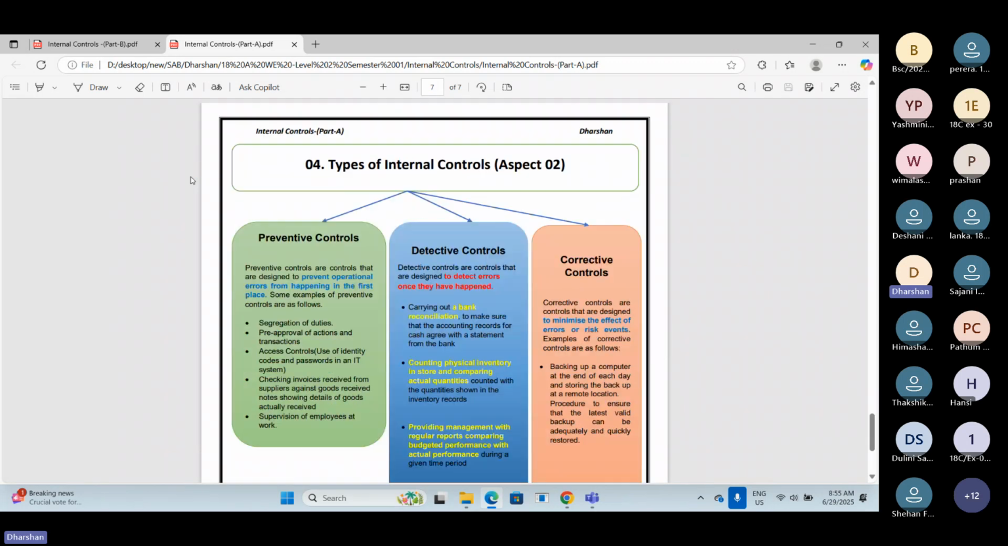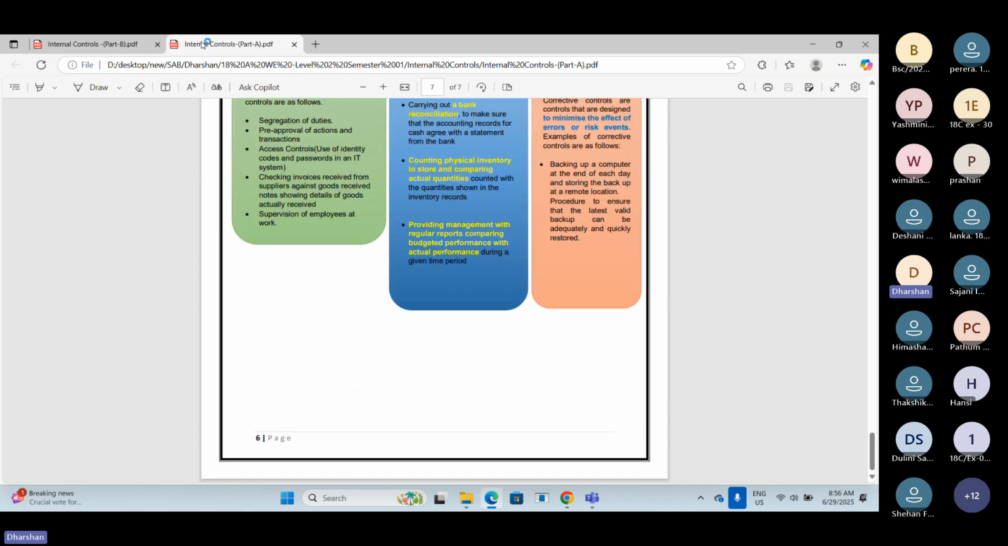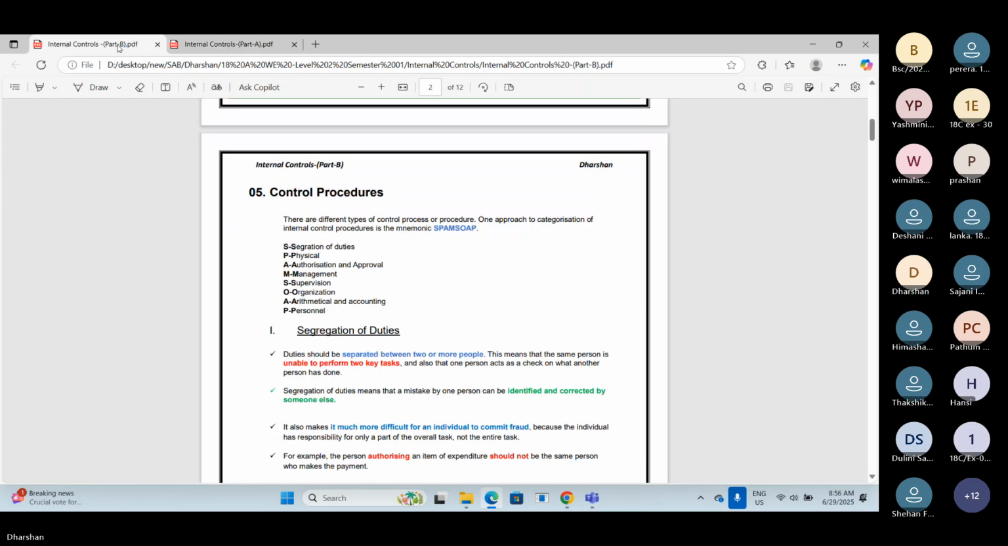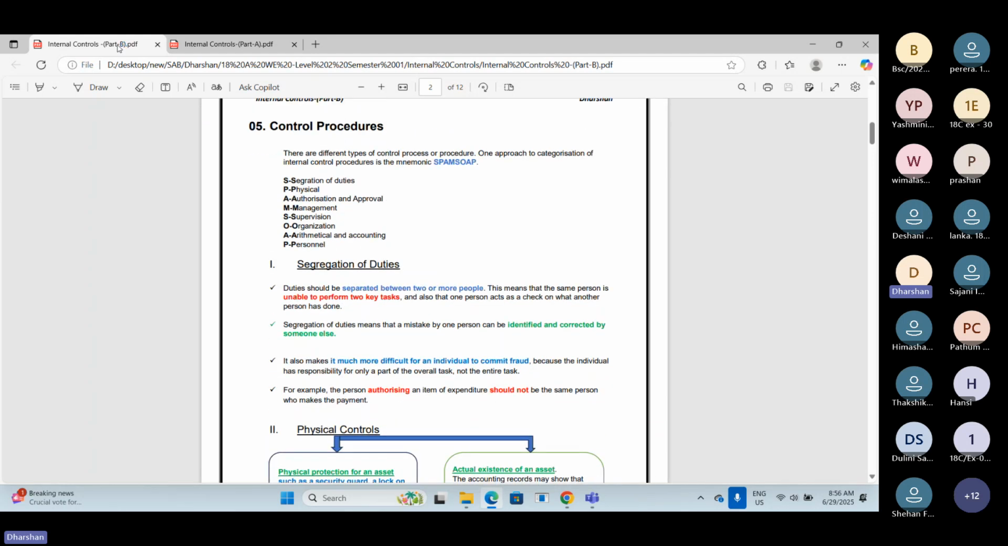Second aspect, we discussed types of controls: preventive, detective, and corrective. What is meant by preventive? Last class, I gave the example of a payment process, and through it I explained what is preventive, what is detective, and what is corrective. You should remember that point also. With that, we concluded part A, the first part of internal control. And in the second part, we started with control procedures. Including control procedures, we have 7 more topics, and today we are going to complete those 7 topics.